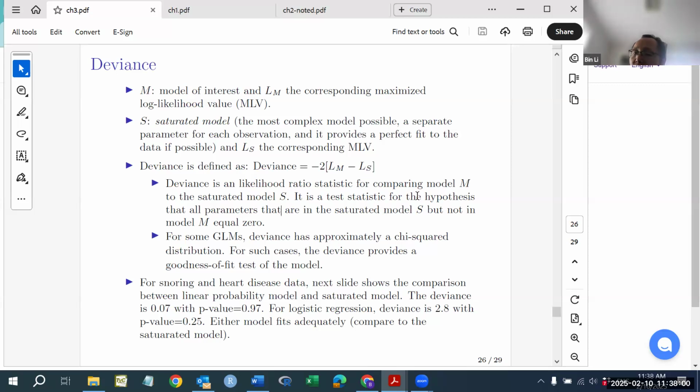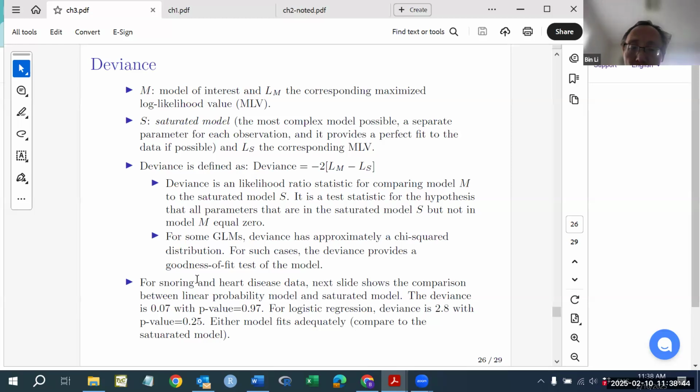If we use it as a test statistic, we are testing whether all the parameters in the saturated model but not in the model of interest equal 0. We will see an example in a minute. But most of the time we use the deviance for a different purpose: comparing the deviances of two models to do inference and model comparison between them.